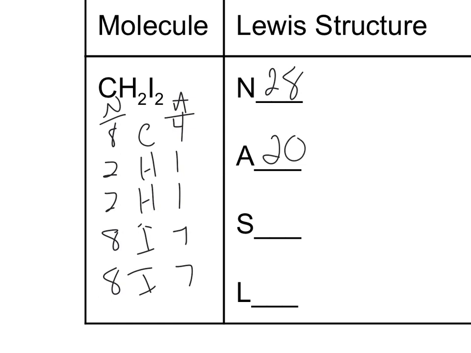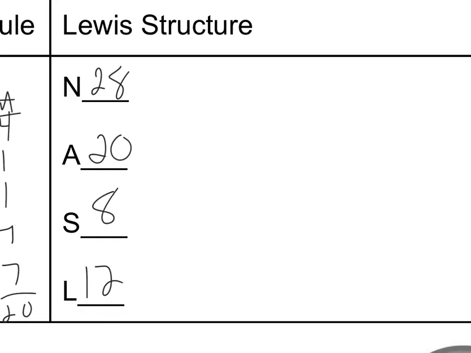Okay, so I'll add all those up. That adds up to 20, this adds up to 28. Okay, to find S, we take N minus A, 28 minus 20 is 8. The leftovers is 20 minus 8, which is 12. So now let's draw this out. We have carbon in the middle. We have 2 hydrogens and 2 iodines.